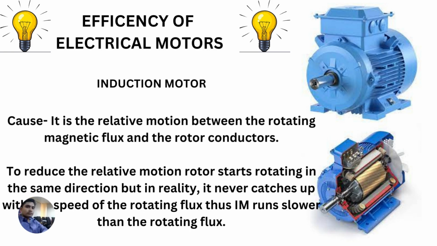Here, the cause is the relative motion between the rotating magnetic flux and the rotor conductors. To reduce the relative motion, the rotor starts rotating in the same direction, but it never catches up with the speed of the rotating flux. Thus, the induction motor always runs slower than the rotating flux. It is known as the slip.